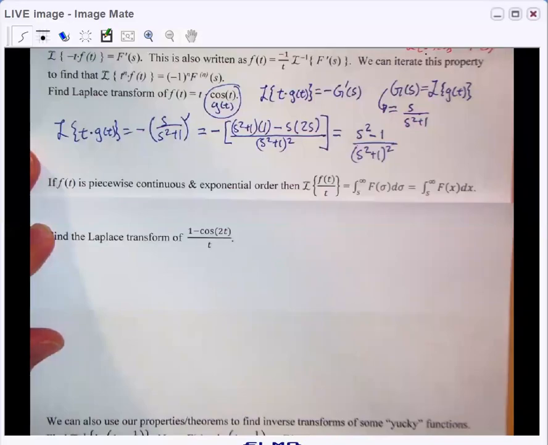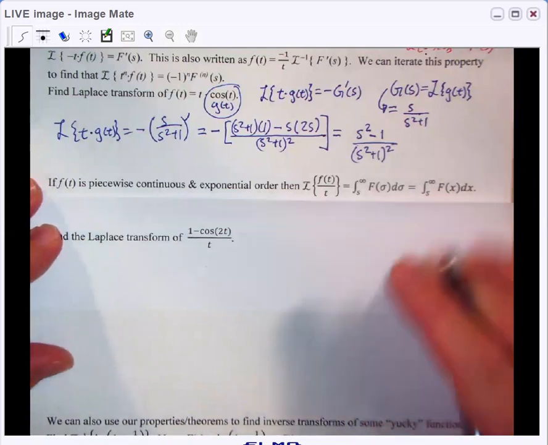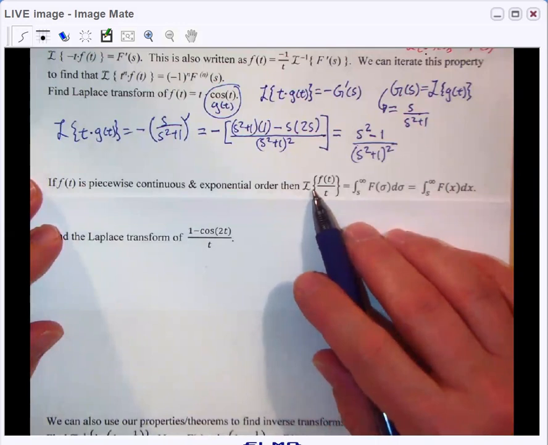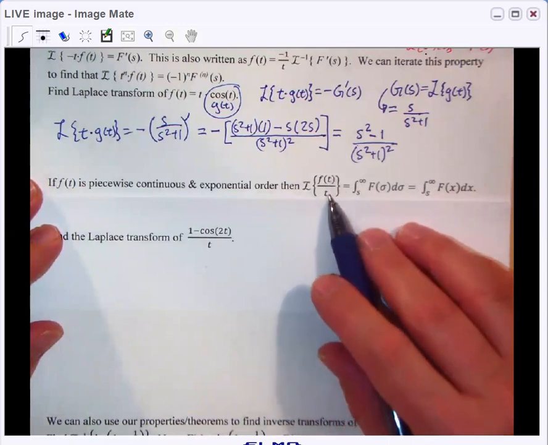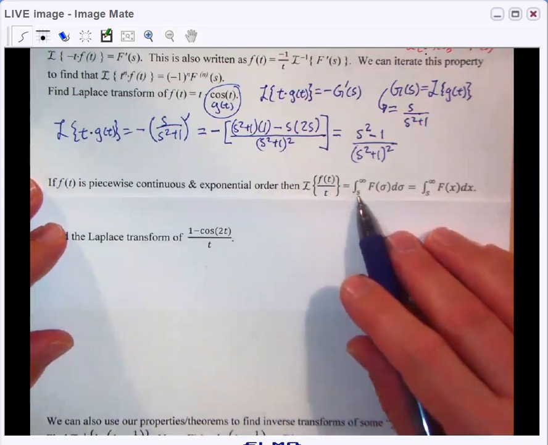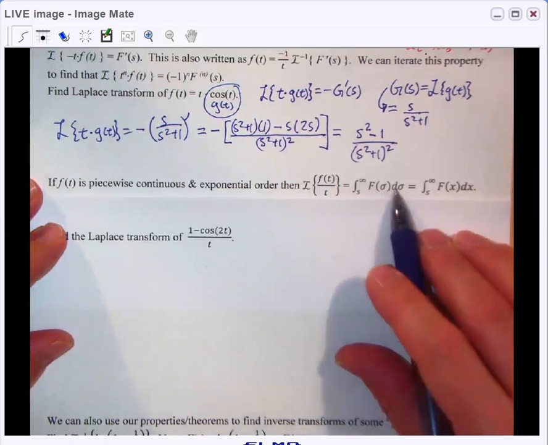And we're back for the exciting conclusion of 10.4, where we're learning about the convolution. Another important property of the Laplace transform is that the Laplace transform of little f of t over t is equal to the integral from s to infinity of capital F of sigma d sigma.